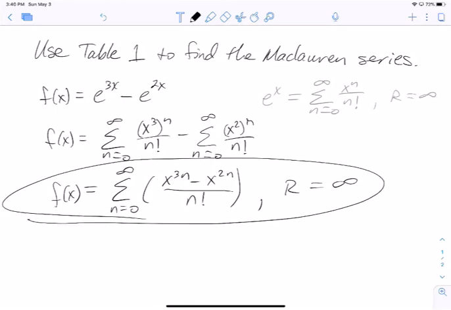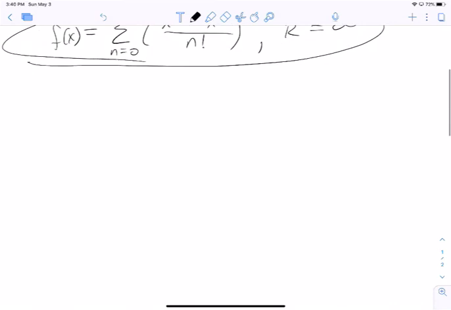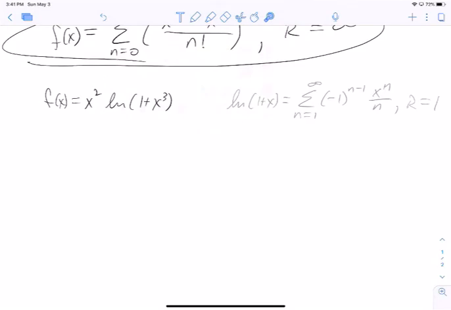Next, we have the same instructions, and our new function is f of x is equal to x squared times the natural log of 1 plus x cubed. Again, referring to table 1, we see that the natural log of 1 plus x is equal to the sum as n goes from 1 to infinity of negative 1 to the n minus 1 times x to the n over n, and a radius of r equals 1.